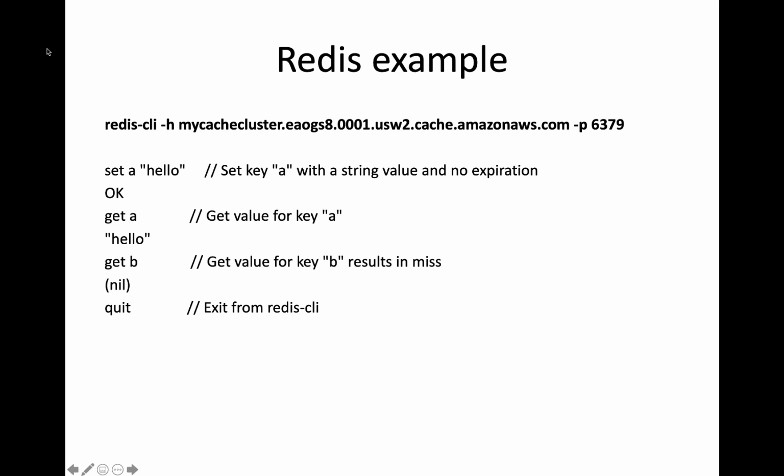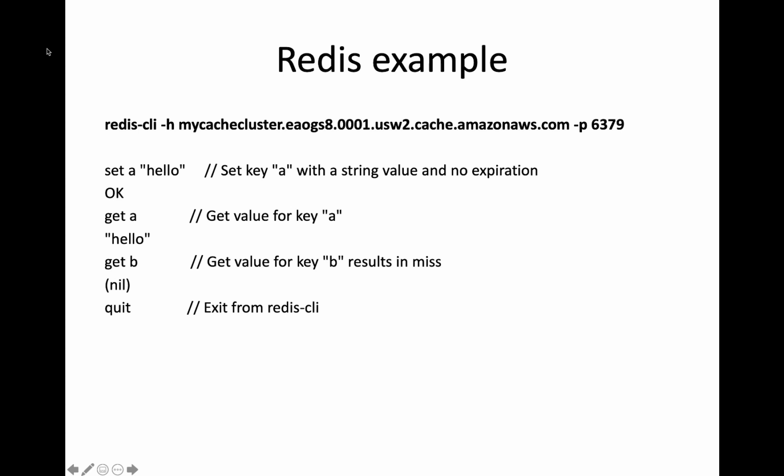A couple of quick examples. Here's an example of using Redis, and we're using the Redis CLI, which is a command line based Redis client. The CLI is hitting the ElastiCache endpoint, and it's doing so over port 6379, which is the typical Redis port. And what it's simply doing is creating a new key. In this case, it's creating a key called A with a value which is a string, and the value is simply hello. And then the client sets that value in Redis, and then it will retrieve that value by performing a get.